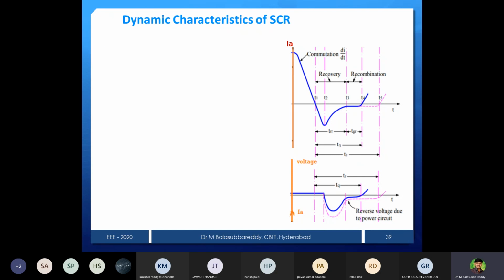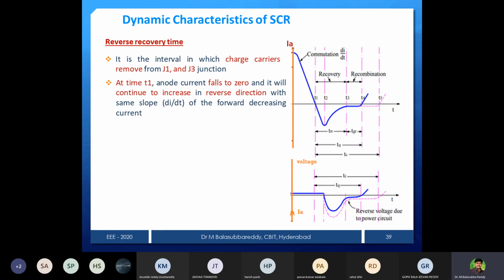Now we can see the reverse recovery time. What is the reverse recovery time? There is an interval between T1 to T3, and we call it the reverse recovery time. In general, to remove the excess charge particles from the outer junctions, we call it the reverse recovery time. It is the interval in which the charge carriers are removed from J1 and J3. What are J1 and J3? They are nothing but the outer junctions.